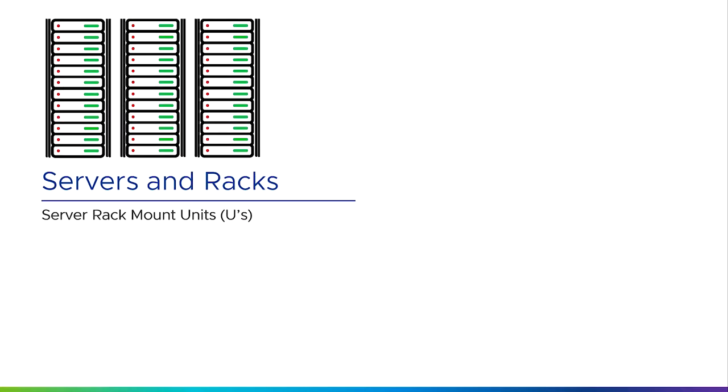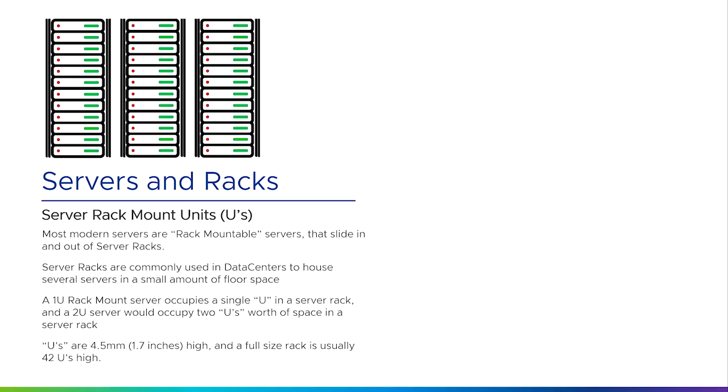And speaking of servers and server rooms, we tend to group multiple servers together in what we call a rack. And to do that we use rack mount units, or for simplicity just U's. So a modern server is rack mountable, and it slides in and out of a rack, something that looks pretty much like a baker's rack that goes in an oven. They're commonly used in data centers to house several servers in a small amount of floor space. So it wouldn't be uncommon to see a rack that's no more than a couple of feet wide by a couple of feet deep, hosting maybe 42 servers at once in a very small footprint in the data center.